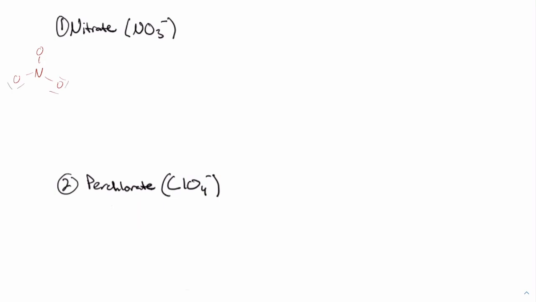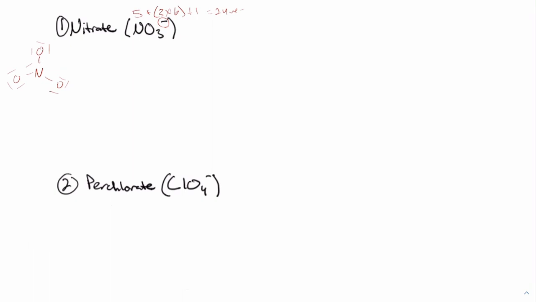Give everybody an octet. And then figure out if this structure matches the number of valence electrons from my compound. So I know that nitrogen is in the 5th group, so it wants 5 valence electrons. Plus, there are 3 oxygens times how many each? Each of them wants 6, right? Plus 1 because we have a negative charge. So that's going to be a total of 24 valence electrons, okay?